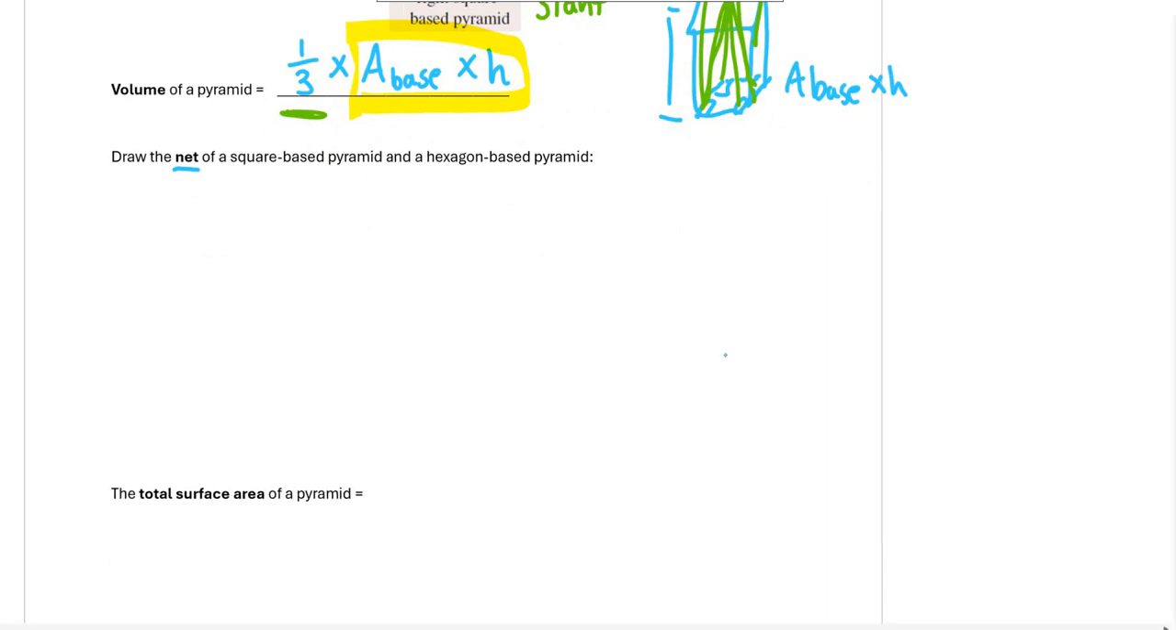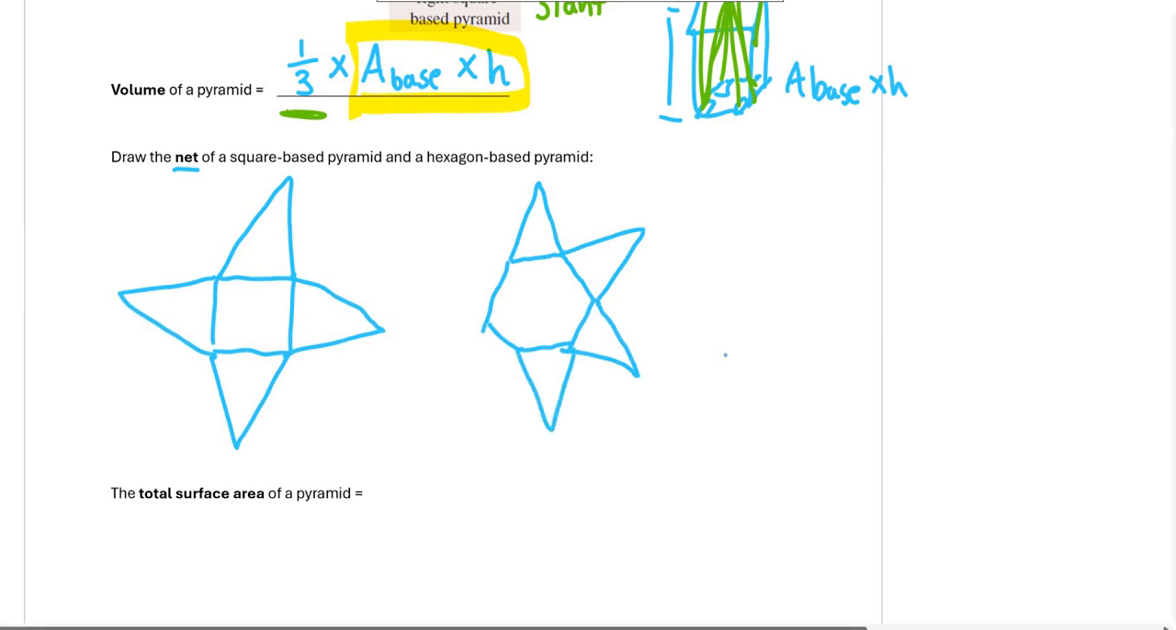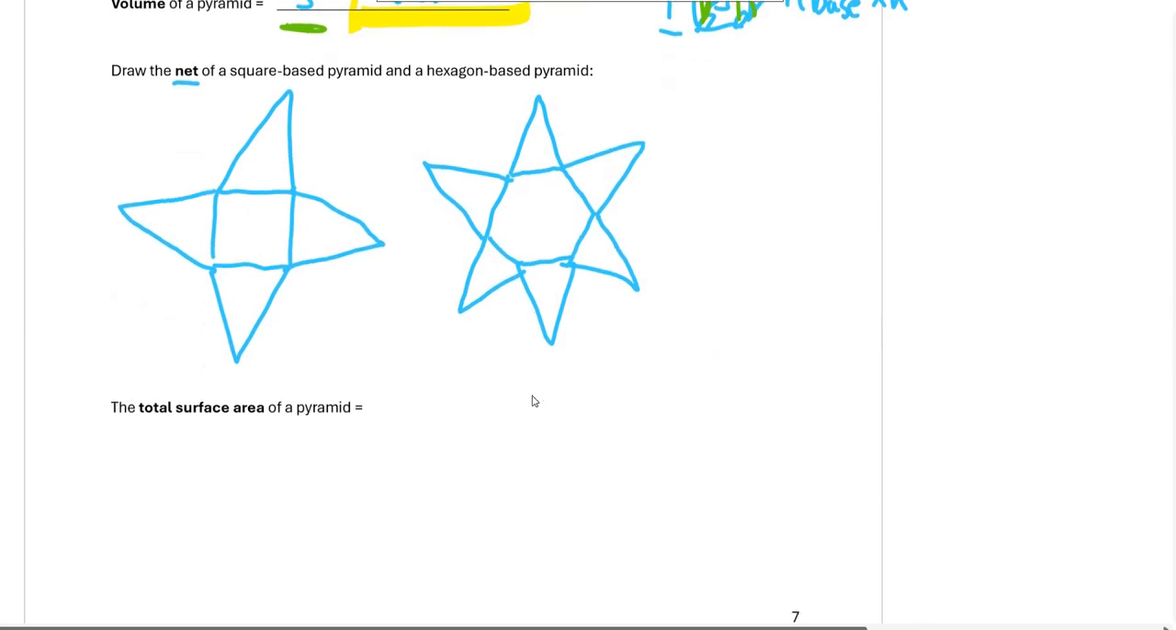Alright, now that you're back, the way I would do this, I would draw a square and then carefully draw 4 identical triangles, and I've somehow managed to draw them to look all different, but I'm sure you've done a good job, much better than me. This one as well, I will draw a hexagon and then carefully draw 6 identical triangles, and that will be the net of these pyramids.